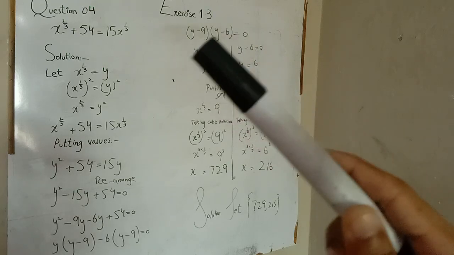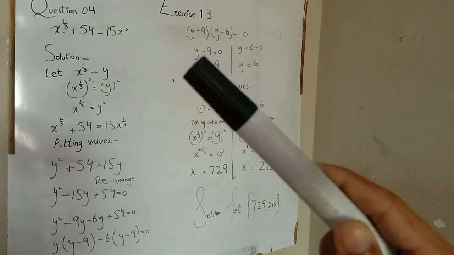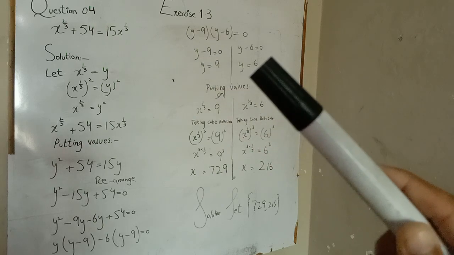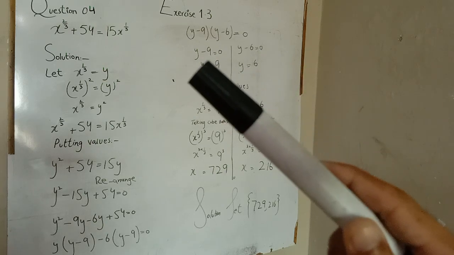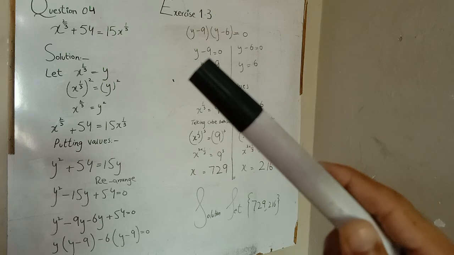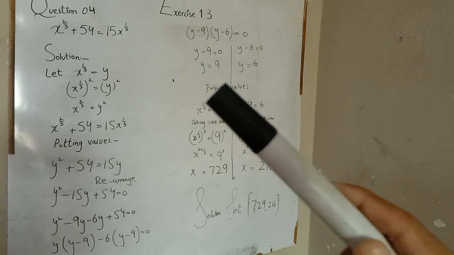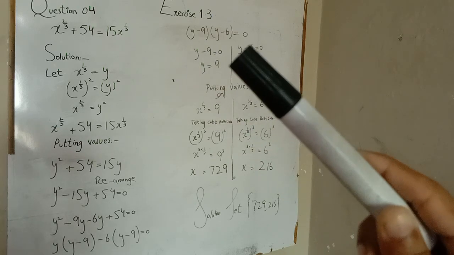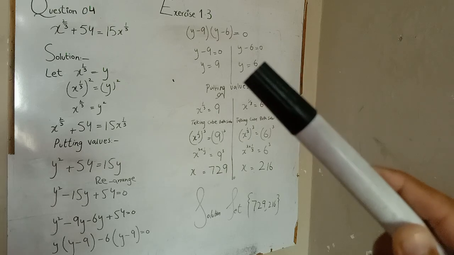So both factors are equal to 0. So y minus 9 is equal to 0 and y minus 6 is equal to 0. So y is 9 on one side, and y is 6 on the other side.